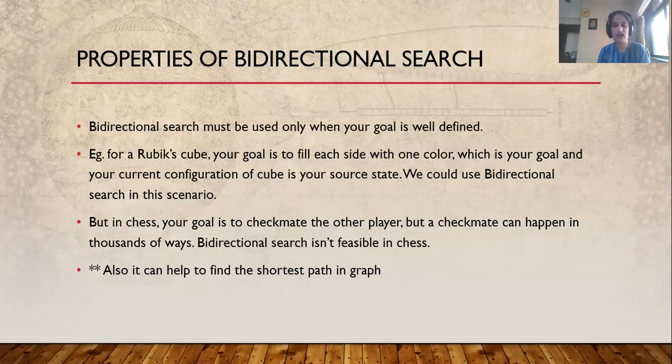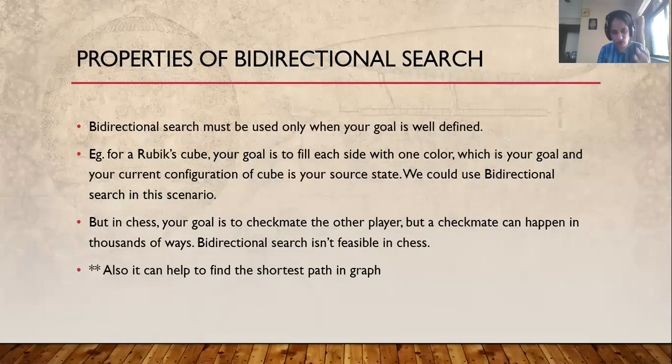Now this search can also help us find the shortest path in the graph. What is the shortest path? Given one vertex and another vertex, or let's say given one node and another node, if you want to find the distance, or a traversal, between this node and that node, then yes, bidirectional search will always give us the shortest path, and that's what we have seen.